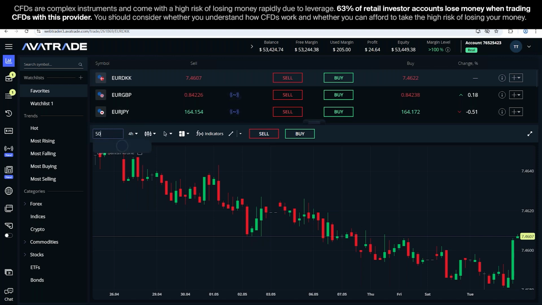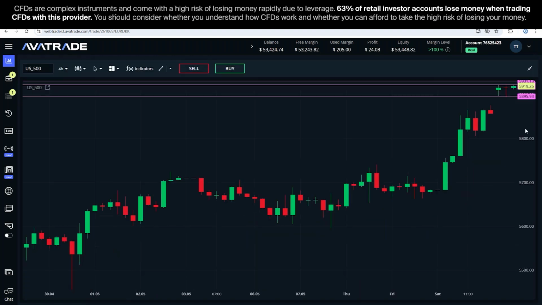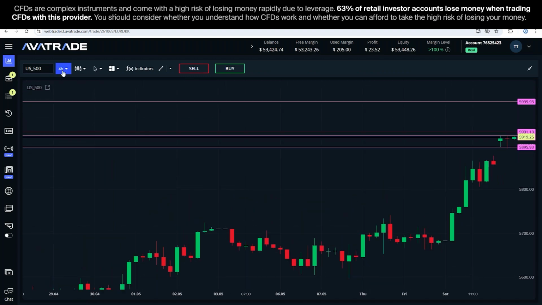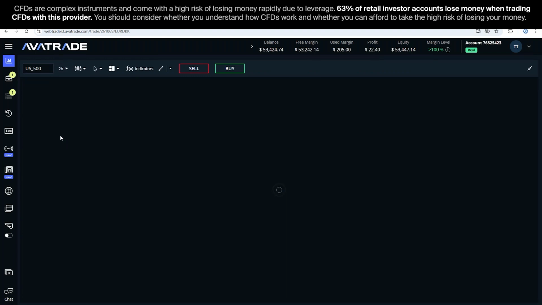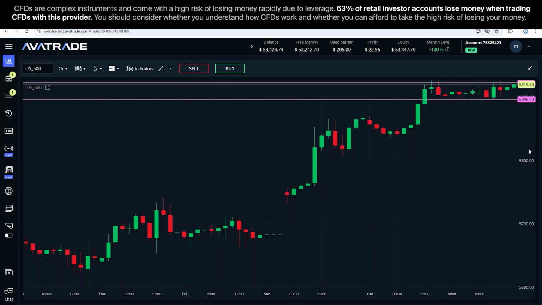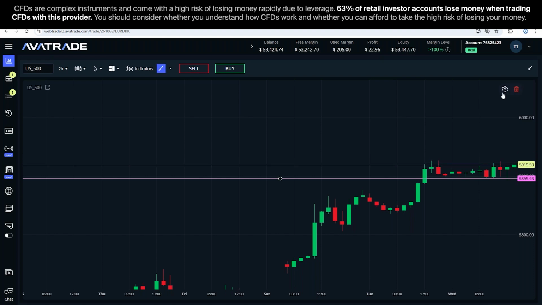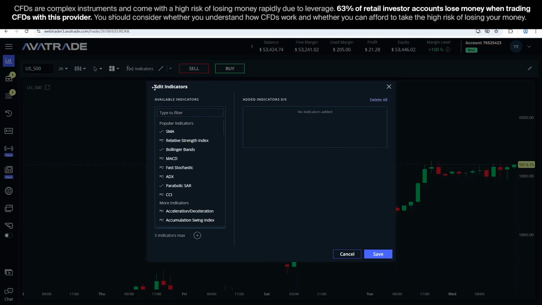So if I want to put the US 500 here and expand this chart and then switch maybe to 2-hour candles, and let's get rid of these lines, and maybe we'll add the RSI indicator. Okay, and so we go to indicators.